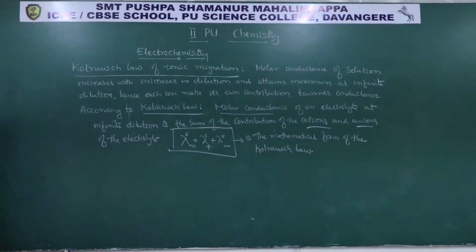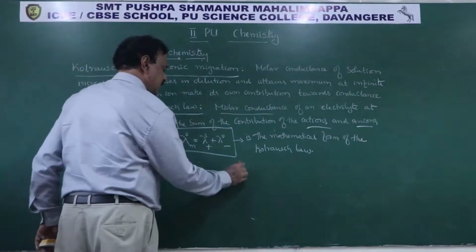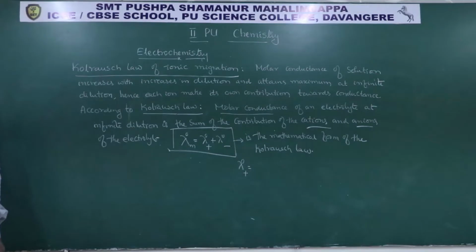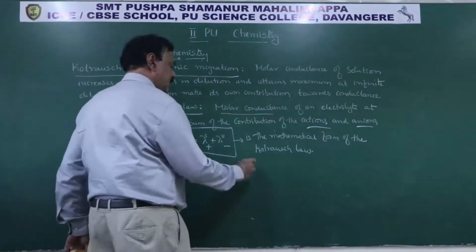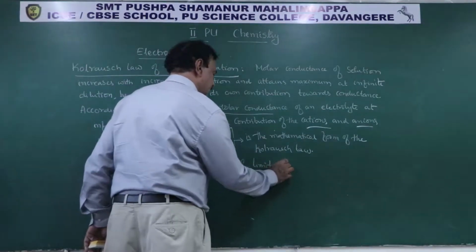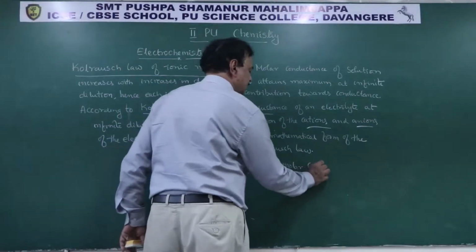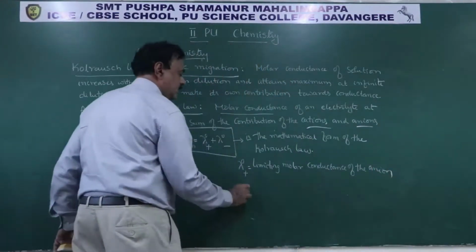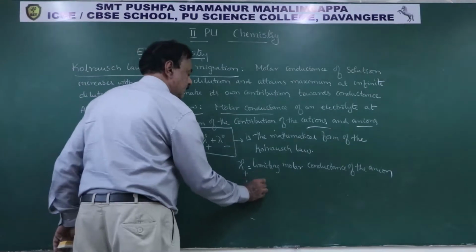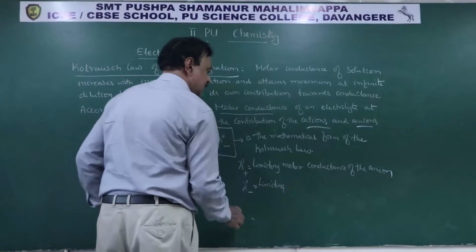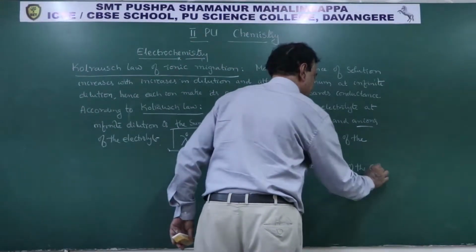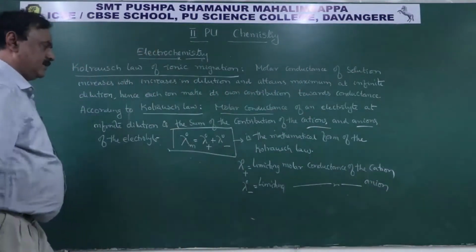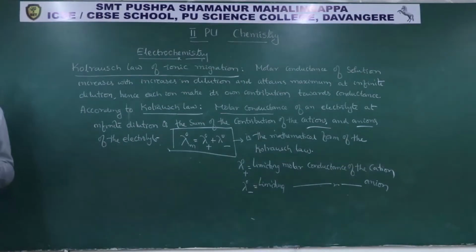Where lambda naught plus is the limiting molar conductance of the cation, and lambda naught minus is the limiting molar conductance of the anion.